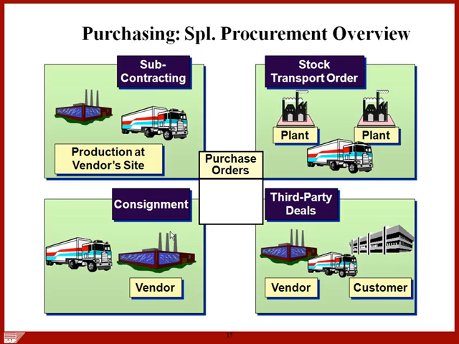And then there is something called the special procurement chapter, which basically contains 5 special procurement types: consignment, subcontracting, pipeline, third party sales order processing, and then stock transport order. So we go with each of these 5 topics.